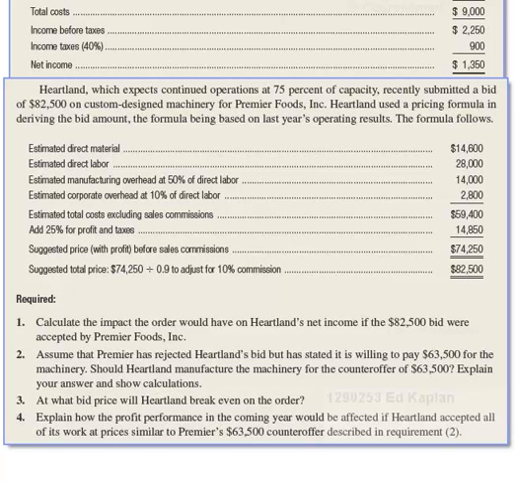Okay, now I've slid back to the problem again so we can focus on requirements 3 and 4 that you see where my mouse appears. 3 says, at what bid price will Heartland break even? And 4 says, explain how the profit performance in the coming year would be affected if Heartland accepted all of its work at prices similar to the $63,500 counteroffer. All right, let's tackle the break even first.